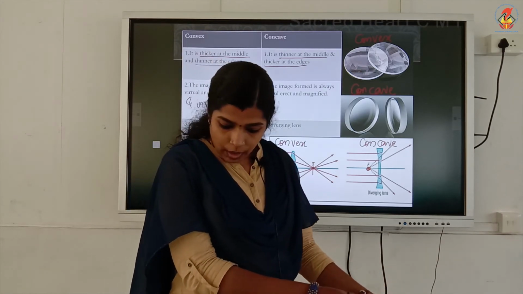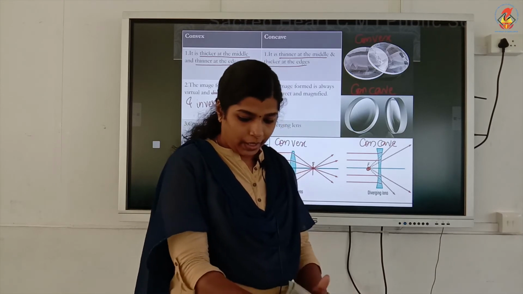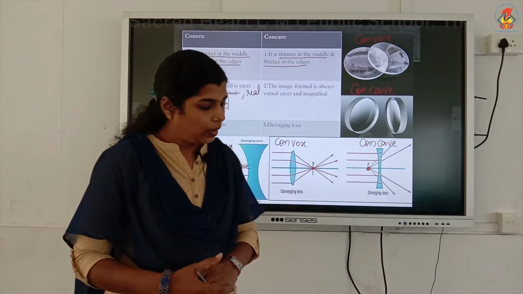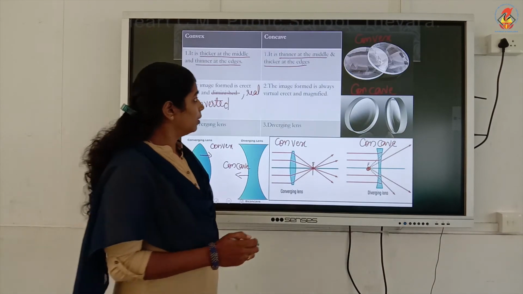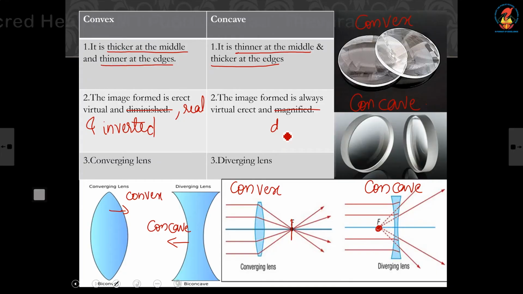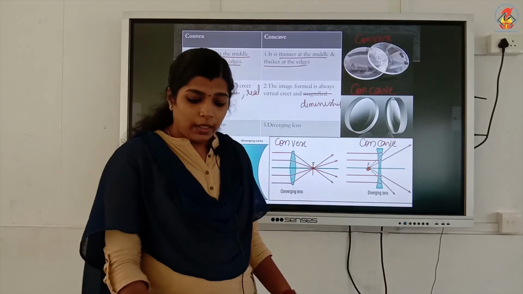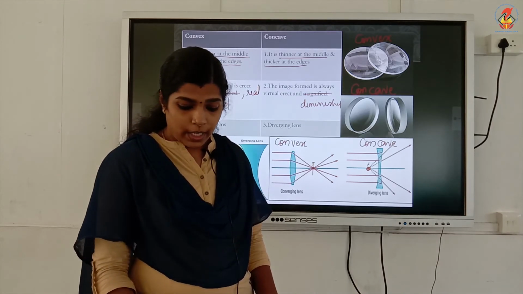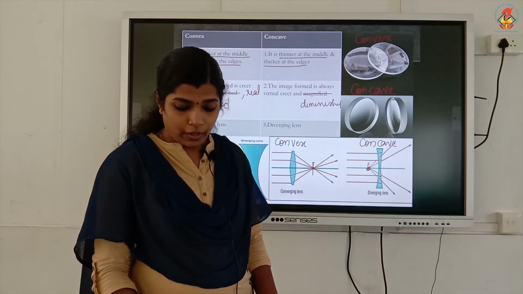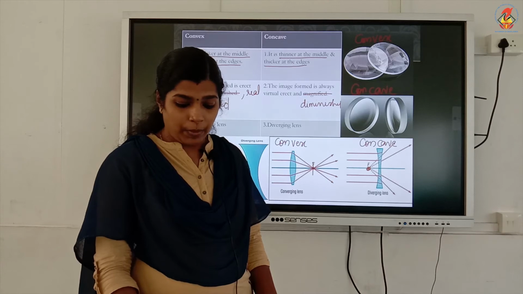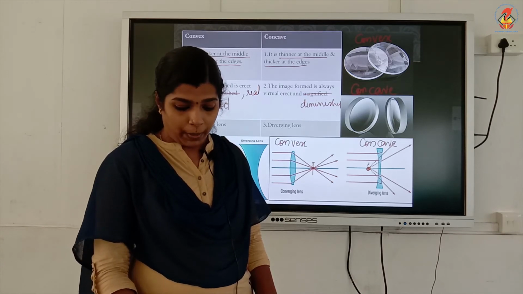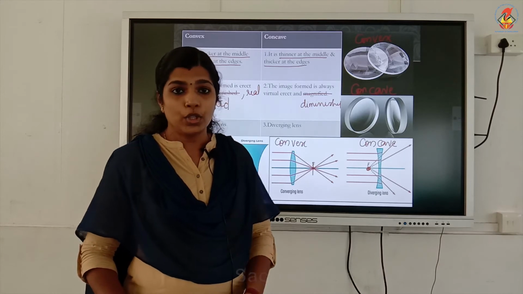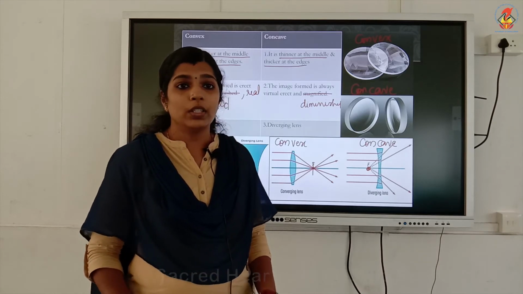Then activity 15.9. Take a convex lens or a magnifying glass, put it in the path of sunrays, place a sheet of paper as shown in the figure, adjust the distance between the lens and the paper till you get a bright spot on the paper. Hold the lens and the paper in this position for a few minutes. Thus the paper begins to burn.